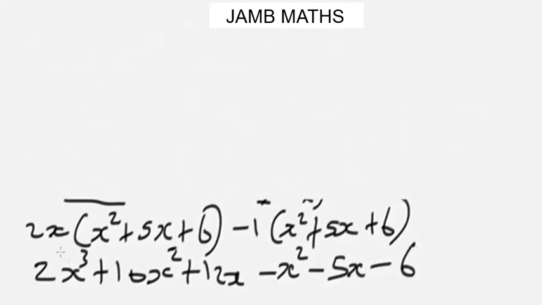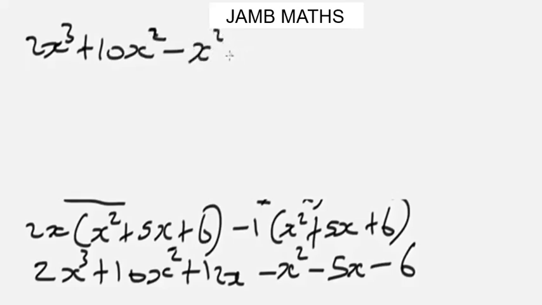Okay, so when you simplify further, you're going to have 2x cubed. Okay, now plus 10x squared, minus x squared. Okay, then we have plus 12x minus 5x minus 6.